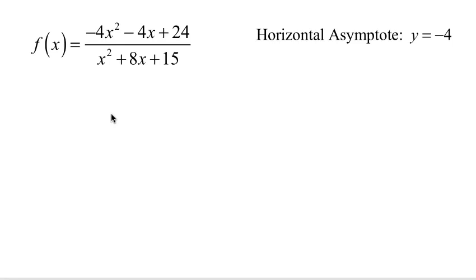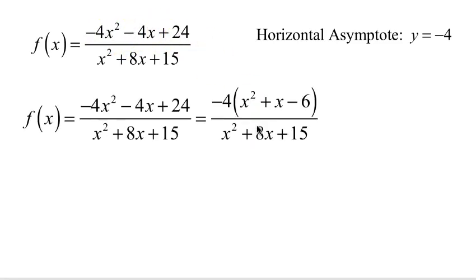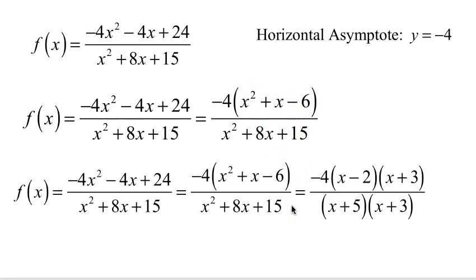Now to do the rest of the analysis, we are going to need to do some factoring. And you'll notice we can factor -4 out of each of those. If I factor -4 out of this, I get 1x squared. Out of this, I get 1x. Out of this, I get -6. So -4 times x squared plus x minus 6 over x squared plus 8x plus 15. Now let's factor each of these. And we get -4 times x minus 2 times x plus 3 over x plus 5 times x plus 3, and you will notice that the x plus 3's divide out.